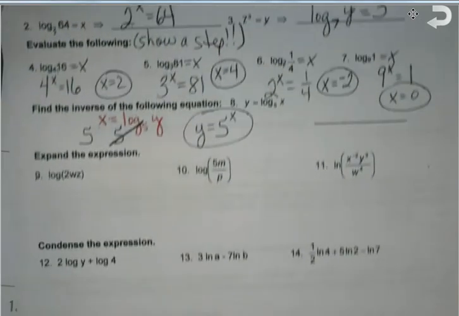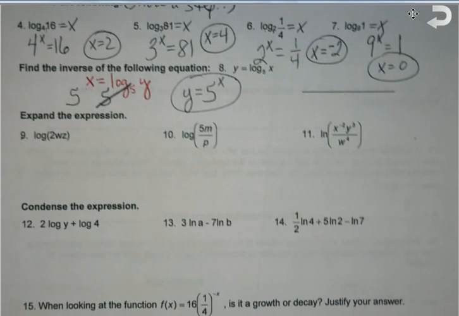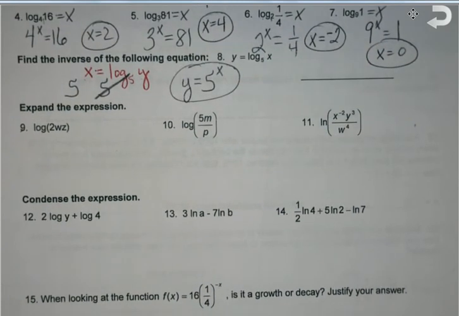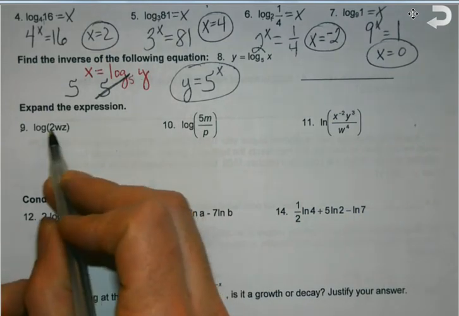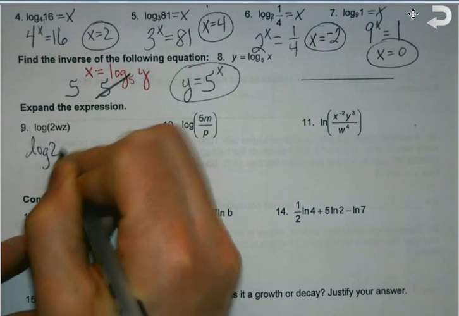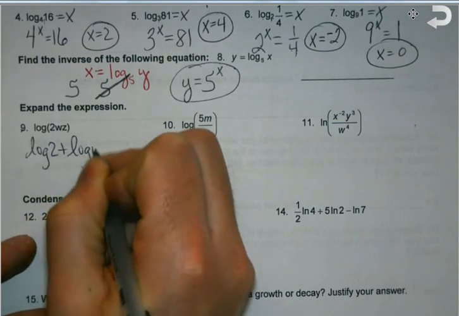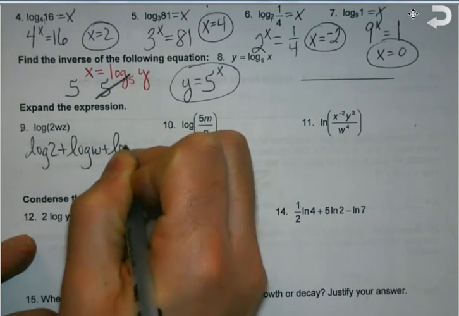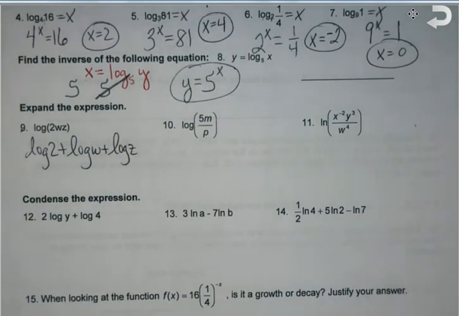So next, we move into the stuff that we have been pounding away on for the past couple of days. So this shouldn't take us as long, I hope. What's this multiplication going to become? Adding. So log of 2 plus log of w plus log of z. I'm done. No exponents, no fancy business.